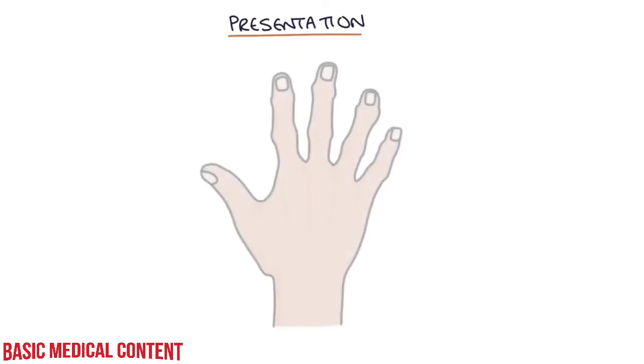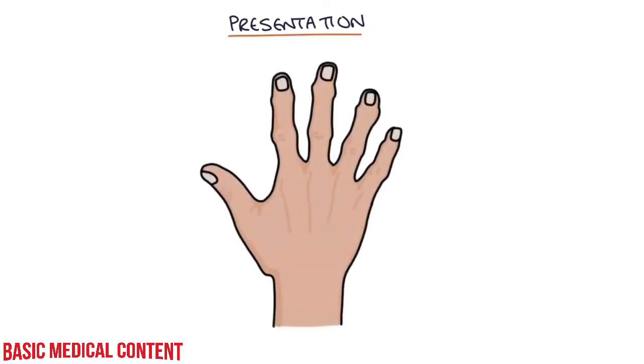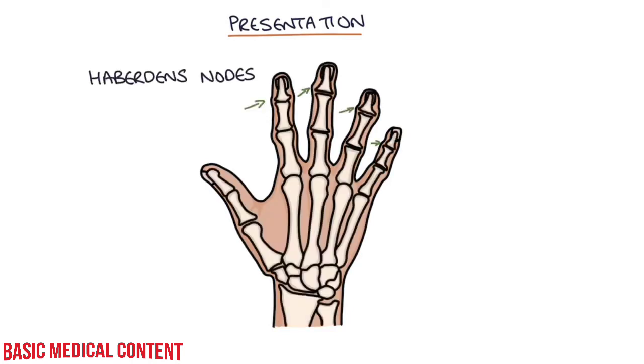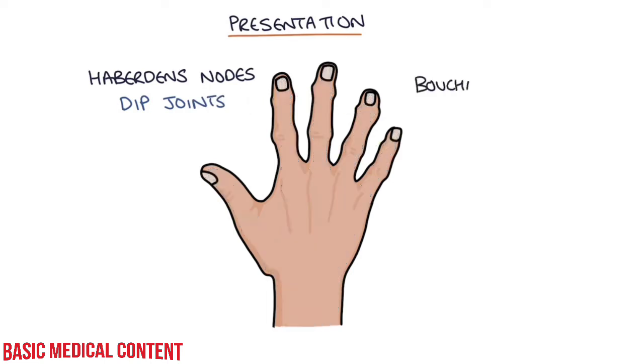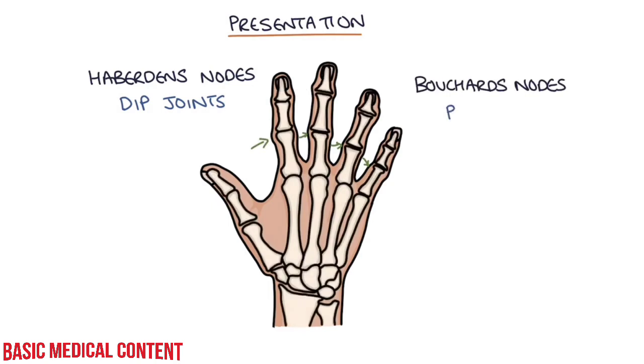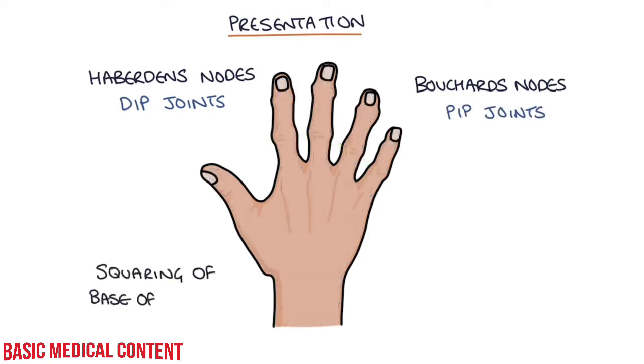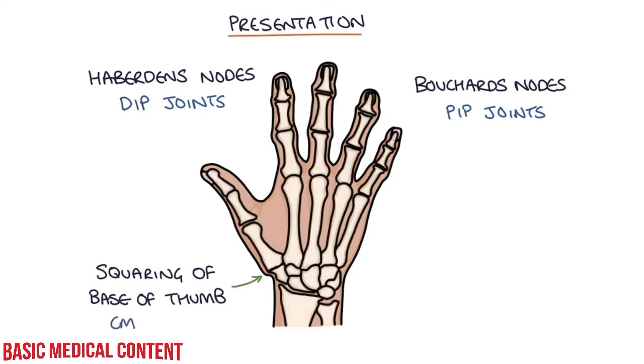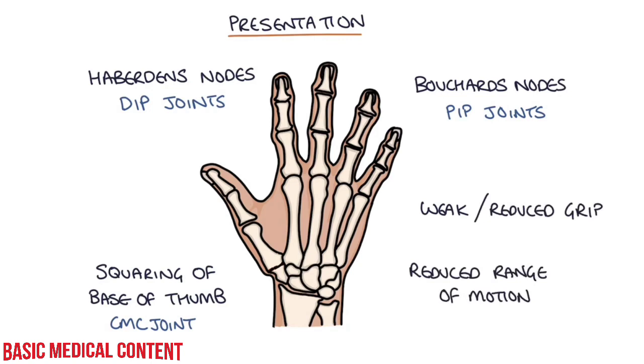Let's talk about some of the signs that you might see when you examine the hands of somebody who has osteoarthritis. The first is Heberden's nodes, and these occur in the DIP joints, or the distal interphalangeal joints of the hands, at the end of the fingers. The next is Bouchard's nodes, which are seen in the proximal interphalangeal joints of the fingers. So this is the second joint from the end of the finger. You can see squaring at the base of the thumb, and this is at the carpometacarpal joint, or the CMC joint. There might be a weak or reduced grip, and also a reduced range of motion in the fingers.